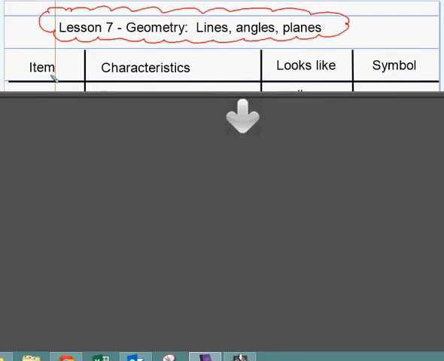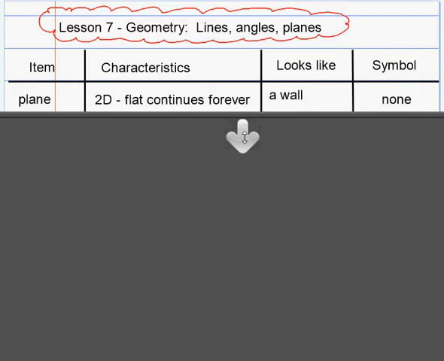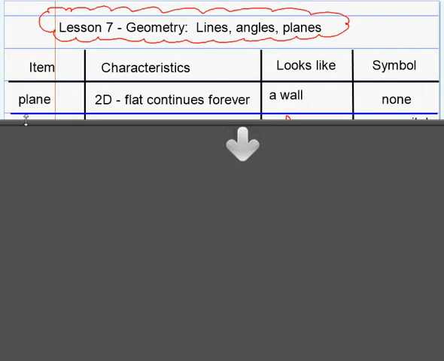We're going to start with a chart, so you'll need a spot for item, characteristics, looks like, and symbol, okay? So the first thing that we need to put in here is a plane, P-L-A-N-E, plane. A plane is two-dimensional, and it's flat and continues forever.